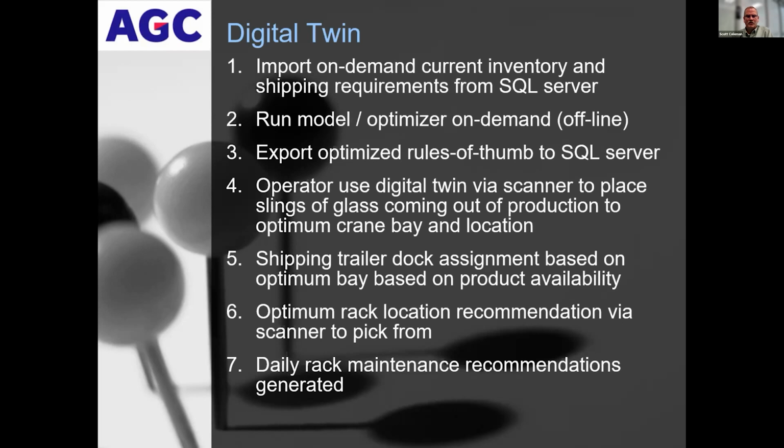The operator would use a digital twin via a handheld scanner to place slings of glass coming out of the production lines to the optimum crane bay and the optimum location within that bay. We also wanted to do the shipping trailer dock assignment based on the optimum bay, based on the product availability in that bay. So optimum rack location recommendation being sent by the scanner to the operator.